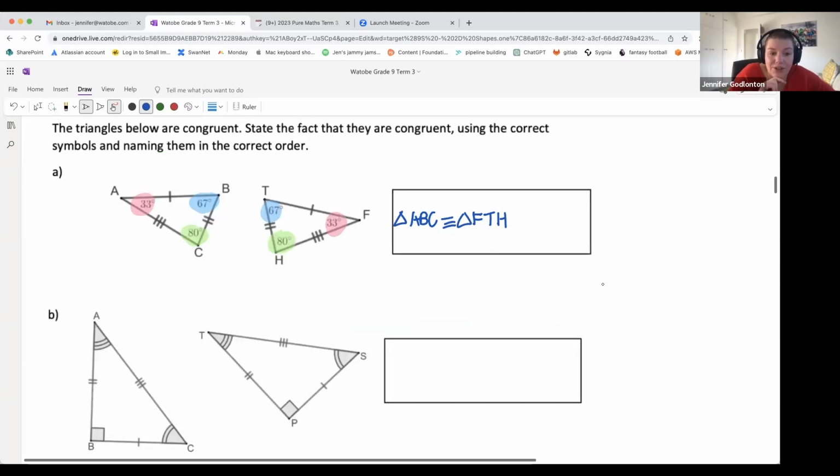I would like you to do B for me now. So make sure you write the order of the first one and then the order of the second one, and then we can chat. Remember, the angles have to be the same and the sides have to be the same. That's super important.